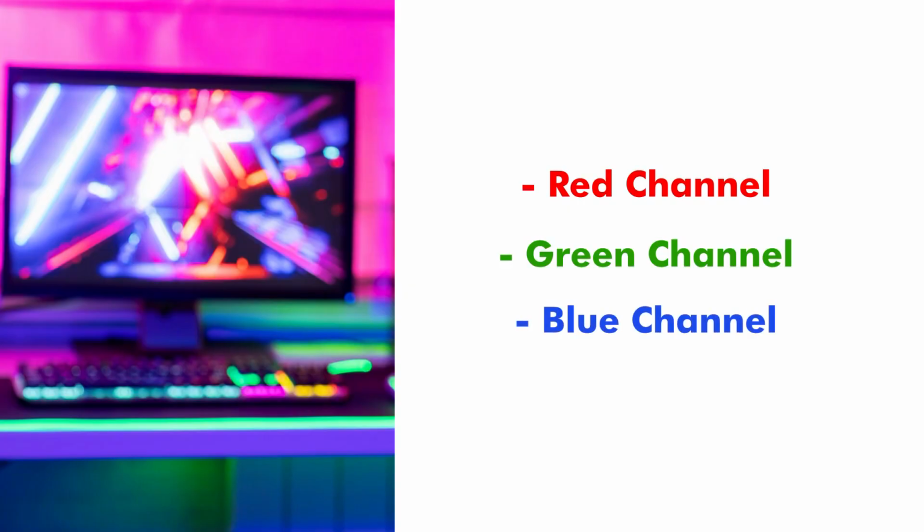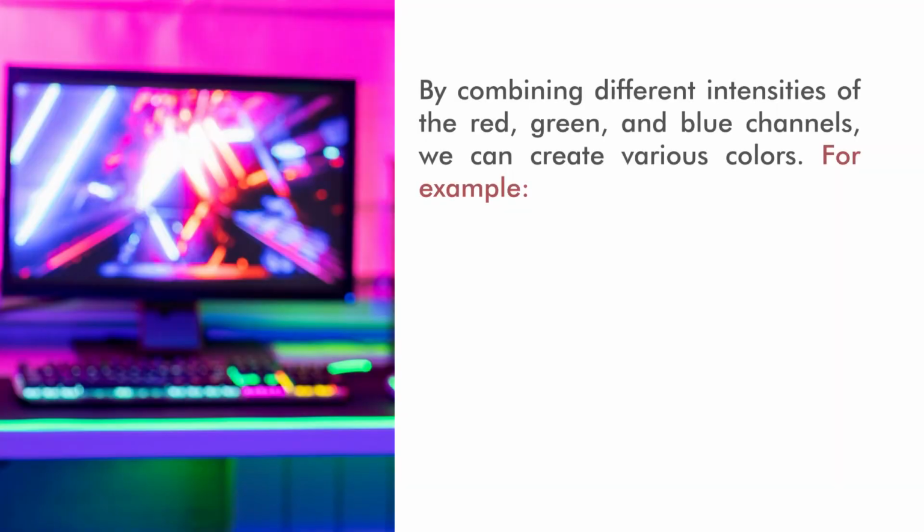And the third channel is called the blue channel. The blue channel represents the intensity of the blue color in a pixel. Again, a value of 0 in the blue channel means no blue color, resulting in black. As the value increases to 255, the intensity of blue color reaches its maximum, resulting in various shades of blue. So, by combining different intensities of the red, green and blue channels, we can create various colors.